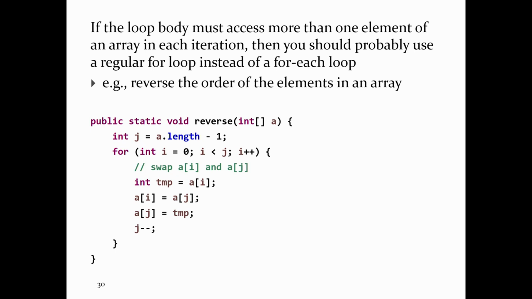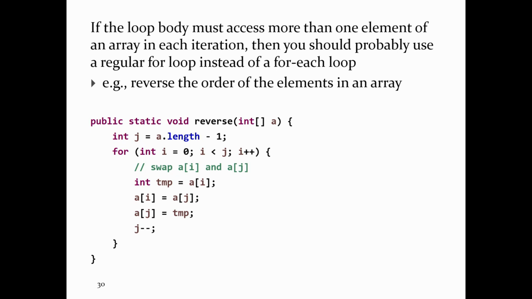So to reverse the elements of an array, you just switch the first and last elements of the array. Then you switch the second and second last elements, then the third and the third last elements, and so on and so on, until you reach the middle of the array. And so the way I'm going to do this is I'm going to use two indexes. I'm going to use i to indicate the element at the front of the array.